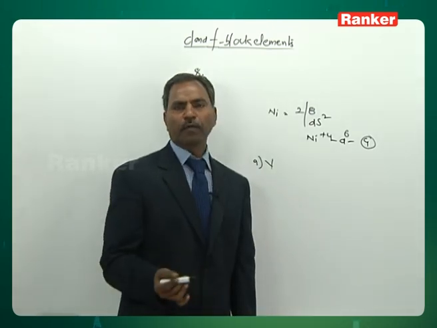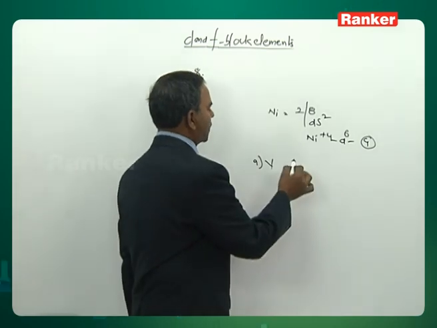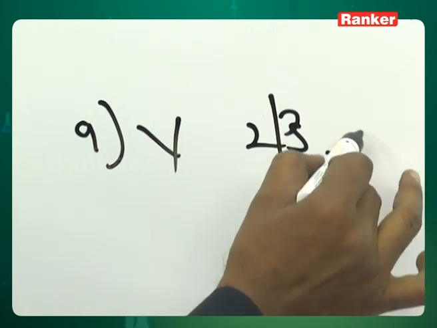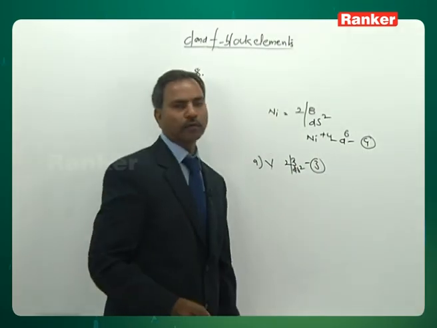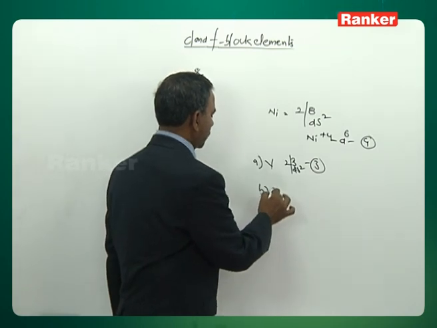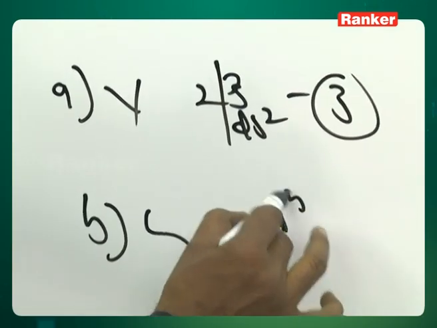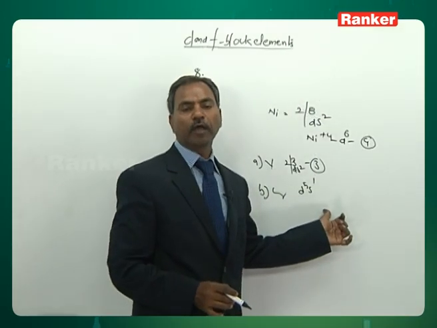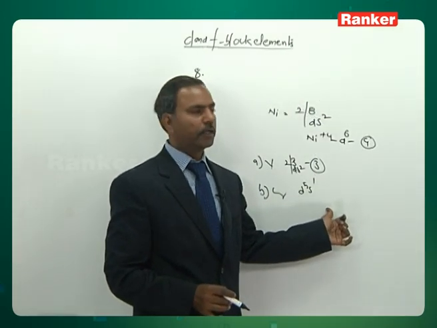Coming to option A, vanadium. What is its electronic configuration? It is 23, meaning d3 s2, so 3 unpaired electrons. No, it is not our answer. Coming to option B, chromium, well known to you, configuration d5 s1. How many unpaired electrons? 5 plus 1, 6. No, it is not our answer.